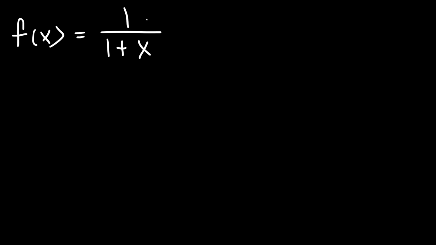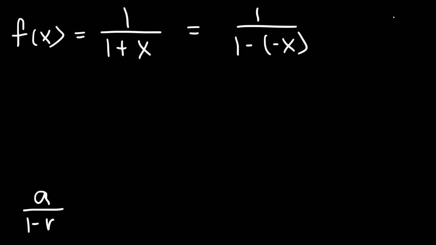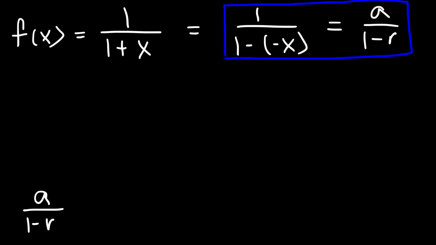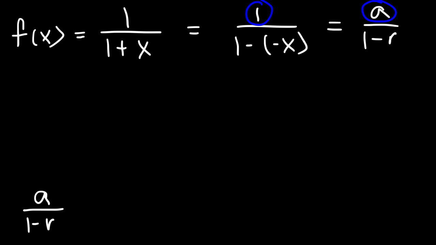Right now, we need to write this function in the form of a over 1 minus r. So somehow we need to convert the positive sign to a negative sign. How can we do that? Now, it's important to know that a negative times a negative is a positive. So we can write it like this. 1 plus x is the same as 1 minus negative x. And so now it's in this form. So looking at this equation, what is a and what is r? So notice that 1 is equal to a and negative x is equal to r.